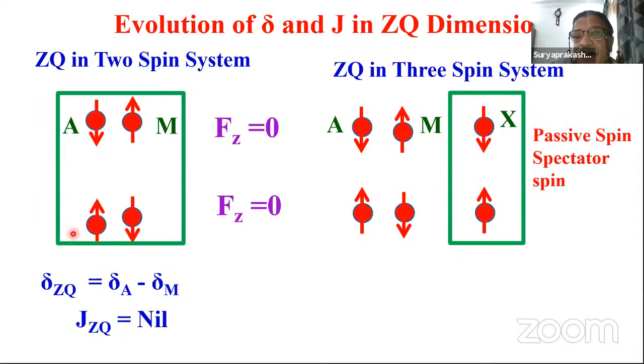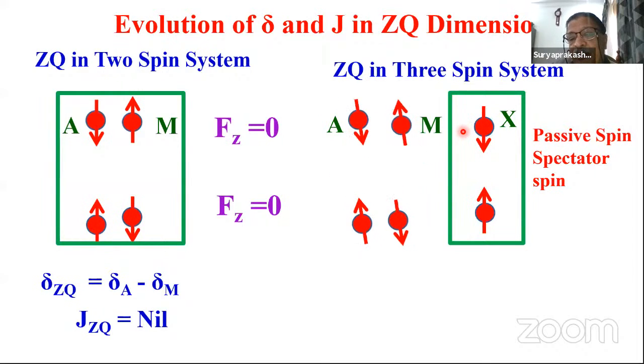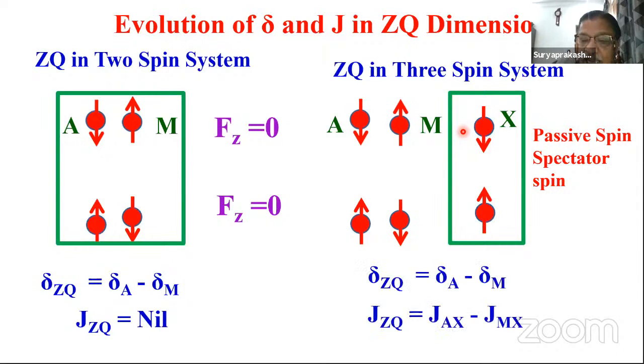Remember, as a consequence, if I go to the 3-spin case like this, similarly, when I allow both spins to undergo a 0 quantum transition, I am going to get the difference of the chemical shifts, and I'm going to get the difference of the J couplings. Very simple arithmetic. You have 2 equations, 2 unknowns.